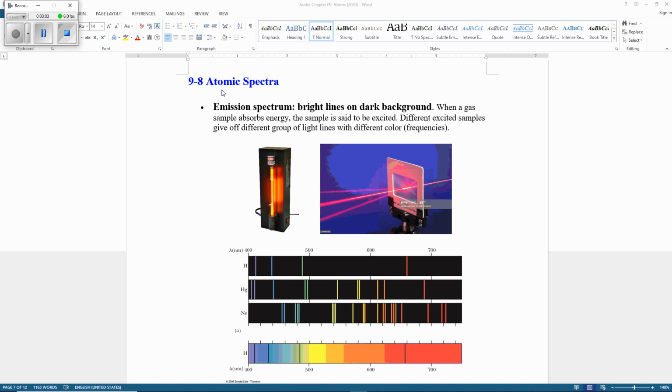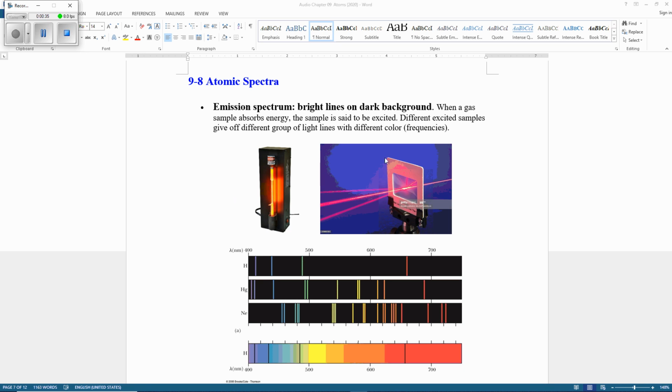Section 8, atomic spectra. Now we study a demonstration. We have this light tube. Inside we fill different atoms or molecules. Then we turn on the power. Usually we need a few thousand volts. Then the different atoms will give you different colors.